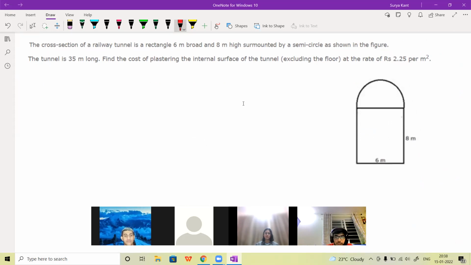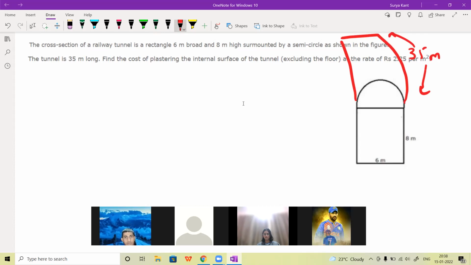This is a cross section, okay? This is going like this, no? This is still going. And this length is given as 35 meters. Understood? Try to understand this. This is a shape, means the entrance will be there, no? That entrance will be like this. But the tunnel is 35 meter long. Try to understand.